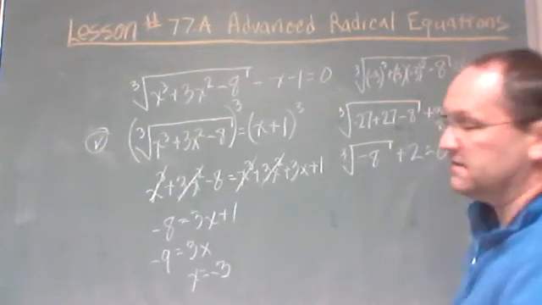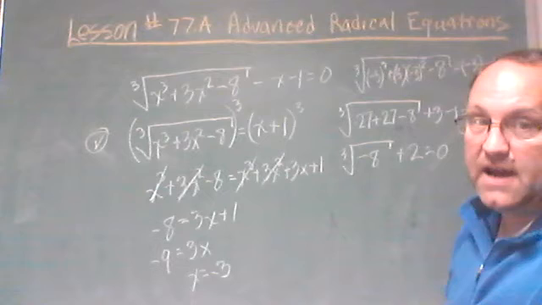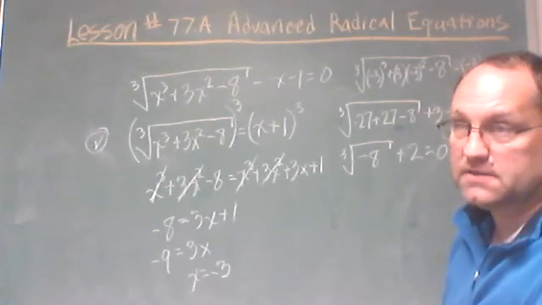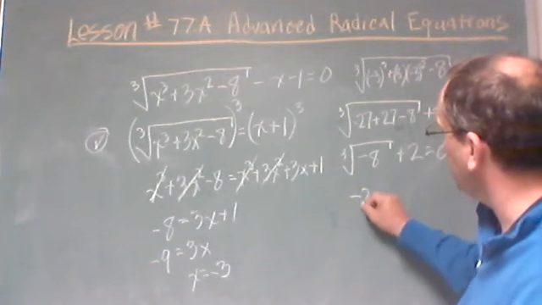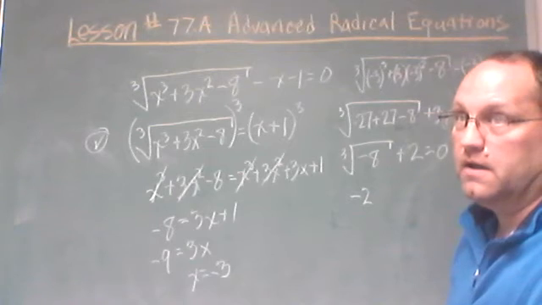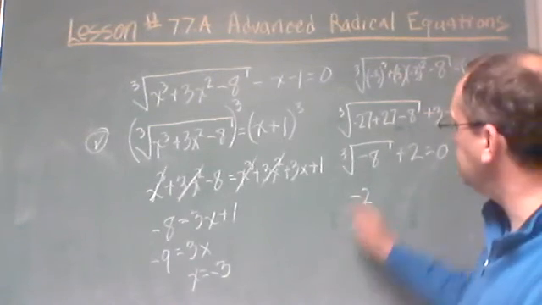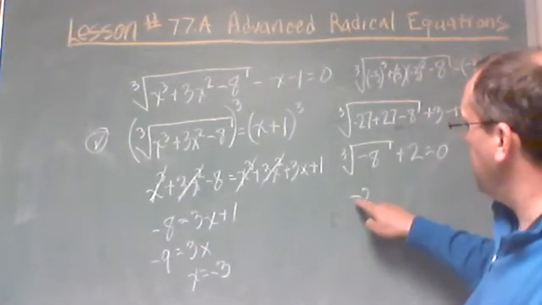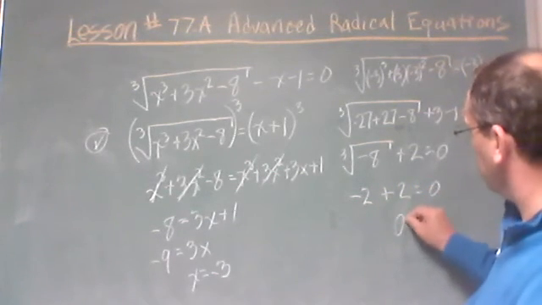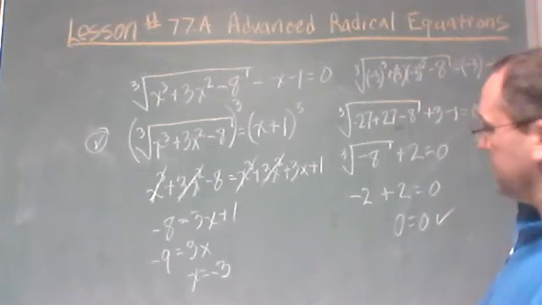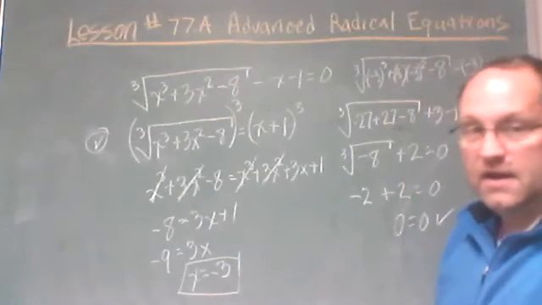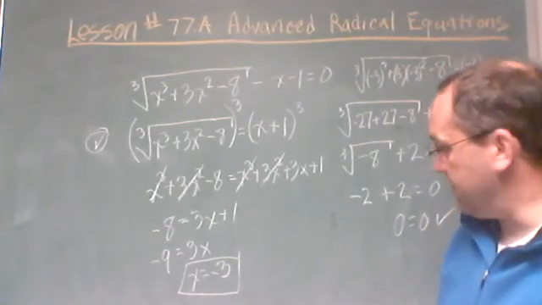Okay, so what is the cube root of minus 8? In other words, what number multiplied by itself 3 times will get minus 8? Well, it's minus 2. Minus 2 times minus 2 is positive 4 times minus 2 is negative 8. Okay, minus 2 plus 2 equals 0. 0 equals 0 checks out. So my x equals minus 3 is a valid solution for that problem.